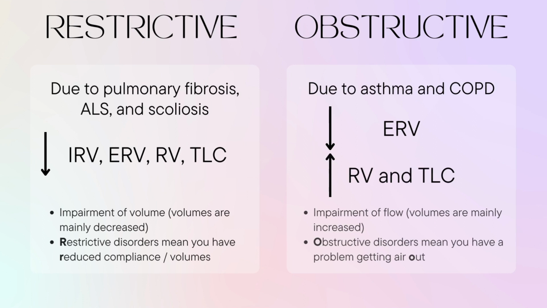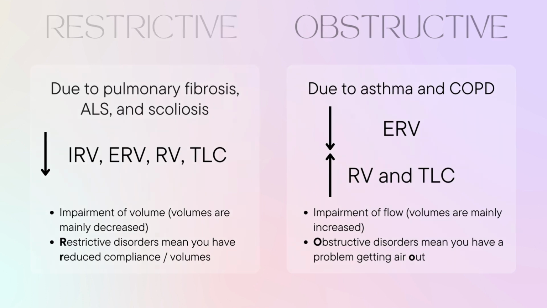Obstructive disorders are asthma and COPD. Obstructive disorders mean you have a problem getting air out, leading to that decreased ERV, but overall increased residual volume and total lung capacity. So O and O, obstructive disorders mean you have a problem getting air out. It is an impairment of flow for obstructive disorders.